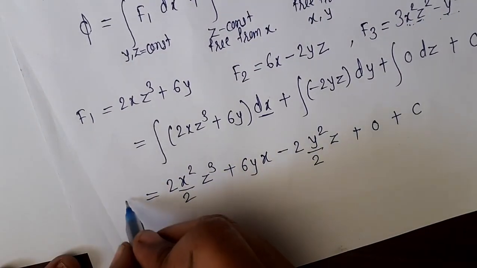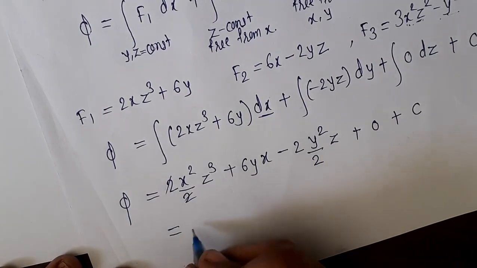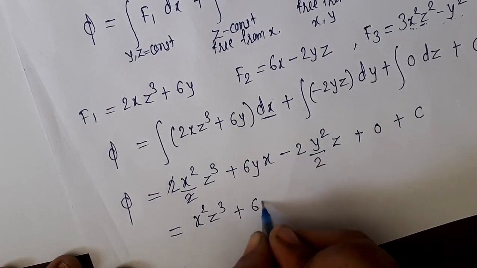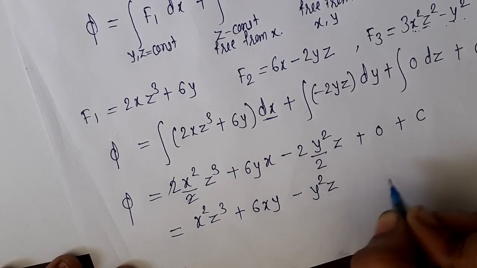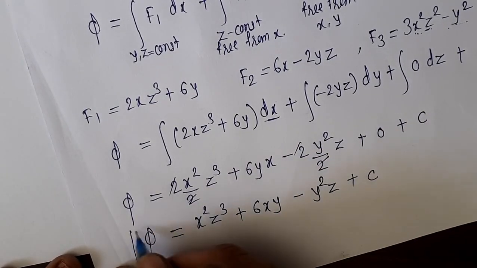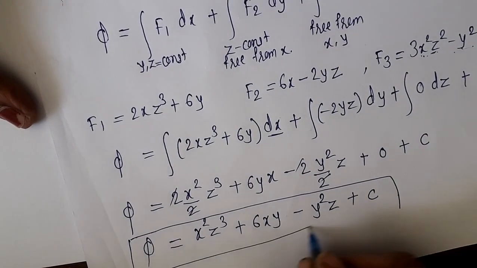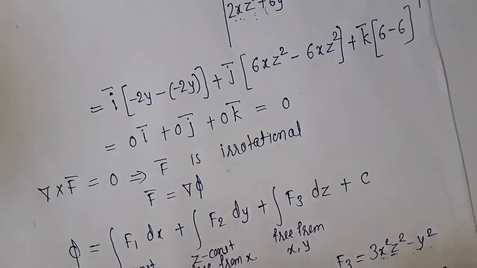So what is phi? Phi is equal to, this 2 will get cancelled, x square z cube plus 6xy minus y square z plus c. This 2 will get cancelled. So phi we get x square z cube plus 6xy minus y square into z. So this is about this scalar potential phi.